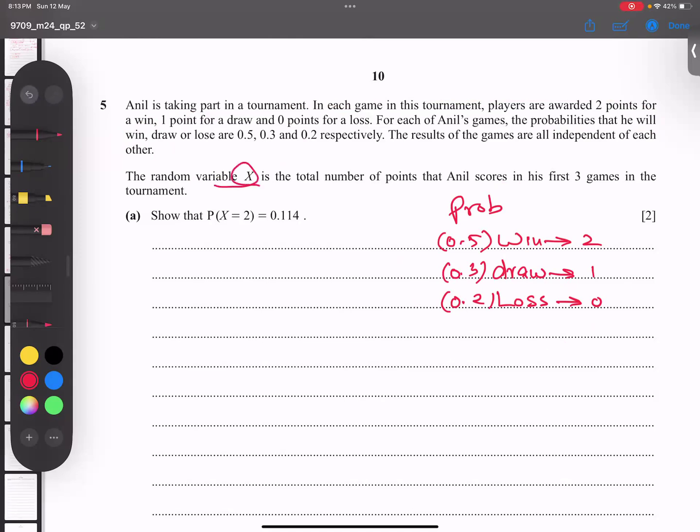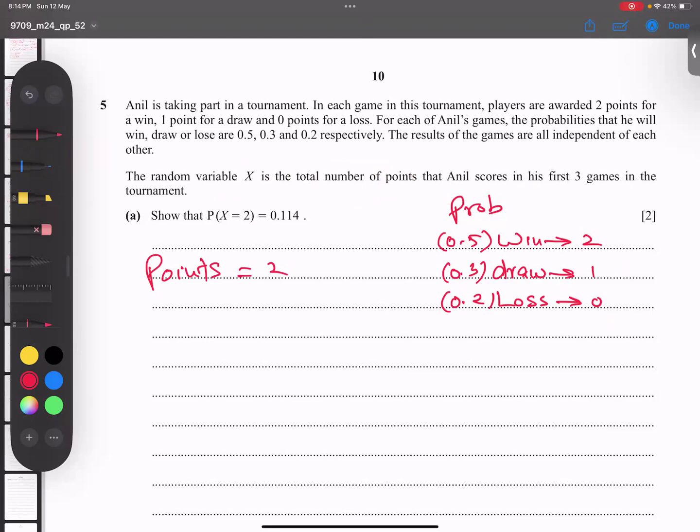What does X represent? The total number of points, which means I will add the scores. Anil plays the first 3 games only in the tournament, and we have to show what X stands for: the number of total points. So X represents points, and this 2 represents points. How many points did he achieve? It's 2 points. How is it possible, students?